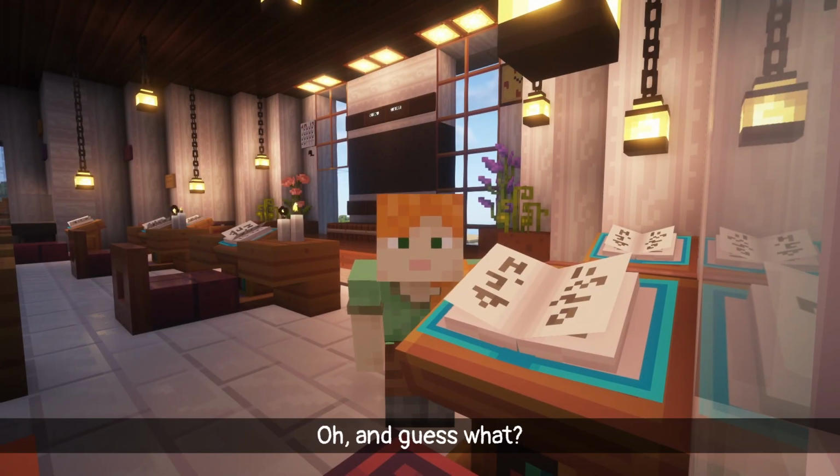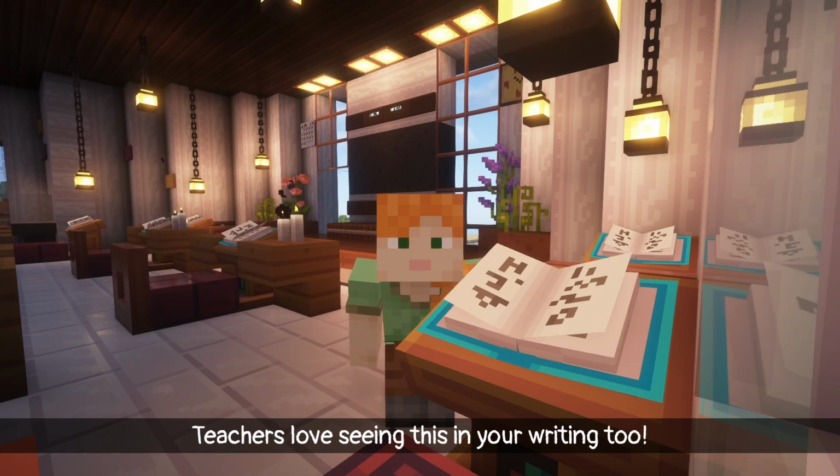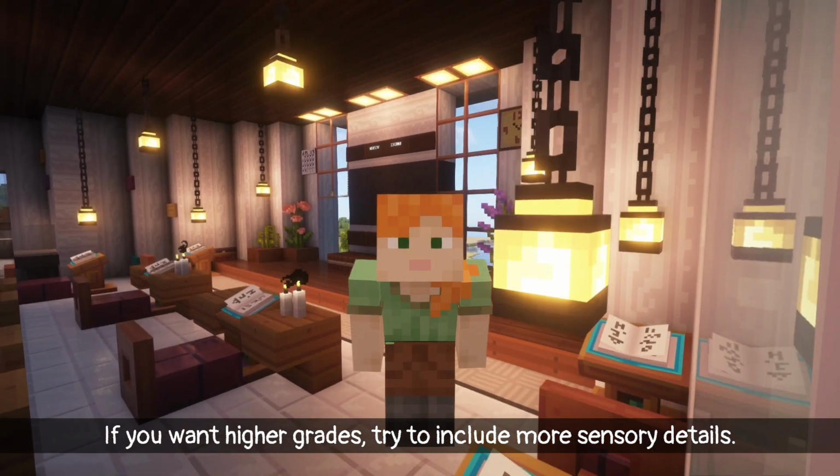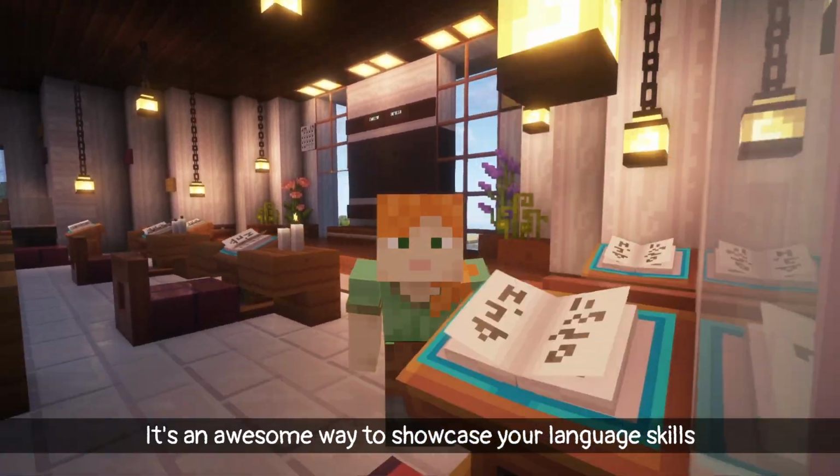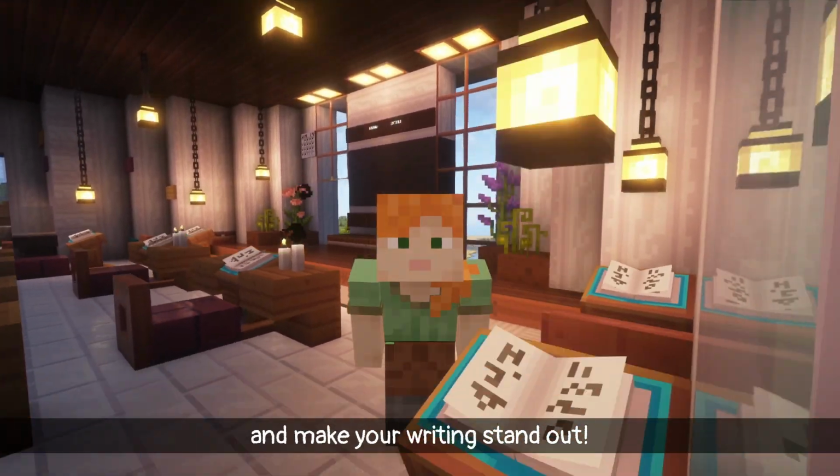Oh, and guess what? Teachers love seeing this in your writing too. If you want higher grades, try to include more sensory details. It's an awesome way to showcase your language skills and make your writing stand out.